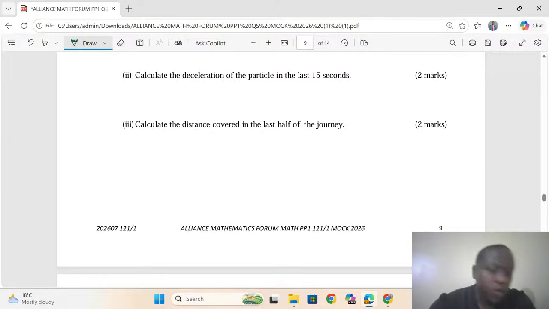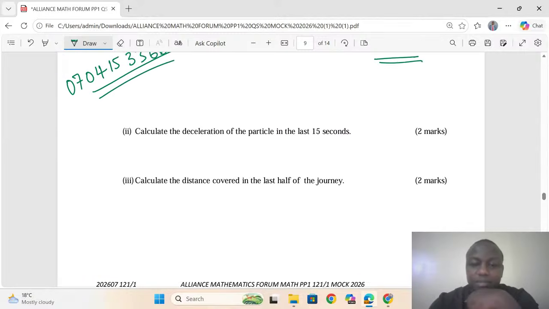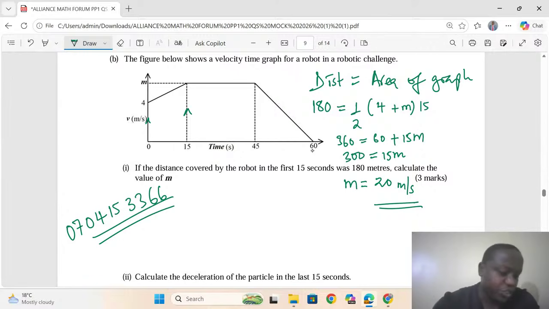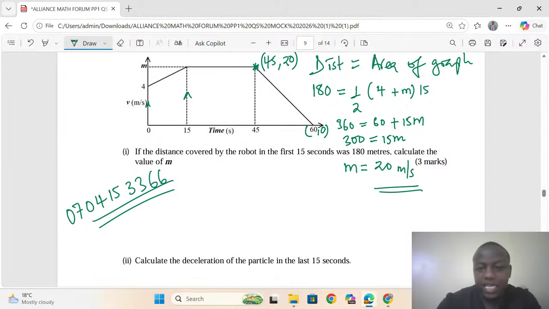We are calculating in Roman 2 the deceleration of the particle in the last 15 seconds. Deceleration in the last 15. The last 15 is from 45 all the way to 60. So we can find the gradient. Remember, this was 20. So this is coordinate 45, 20. This is coordinate 60, 0. So we find the gradient.